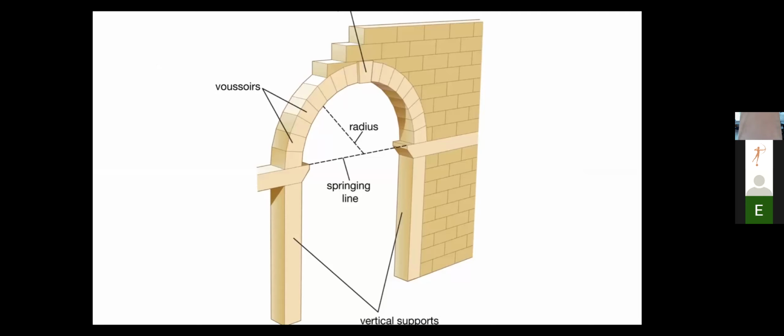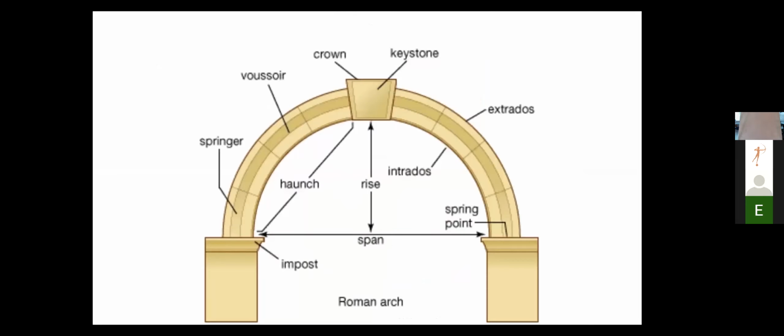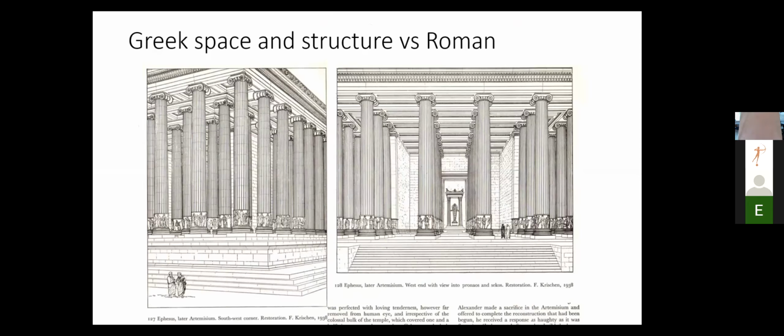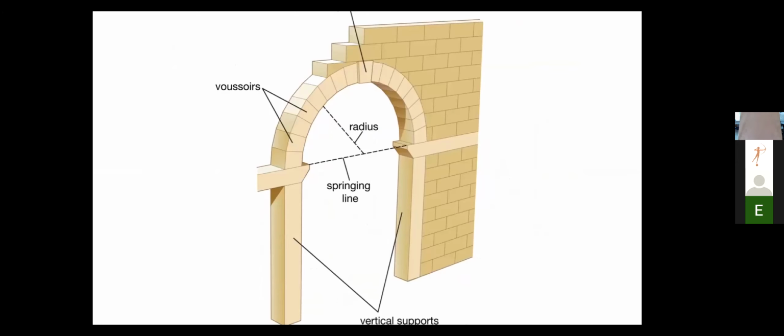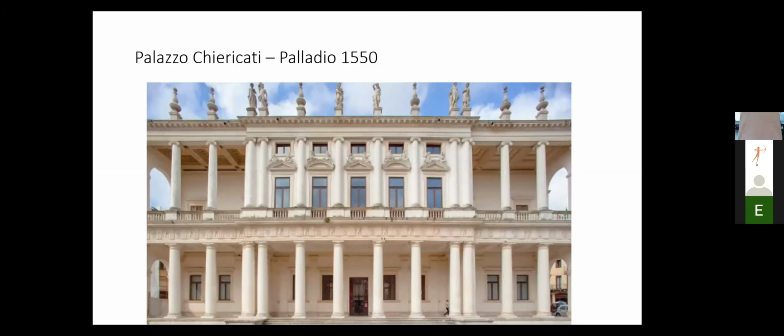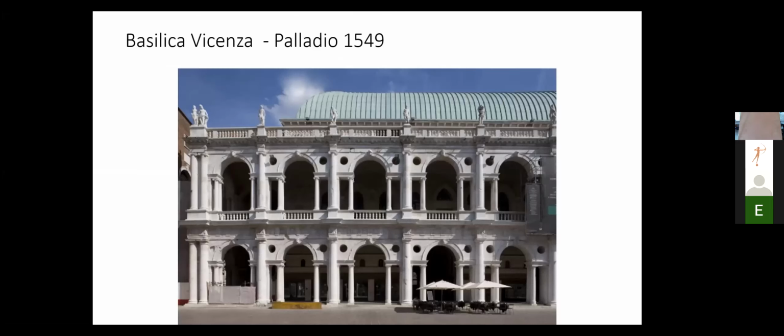So they're relying on the arch construction to span as far as they possibly can. It's definitely very different than, of course, Greek space and structure. So I'm going to show two really intriguing examples of Greek structure and space versus Roman structure and space.